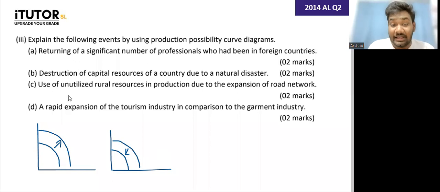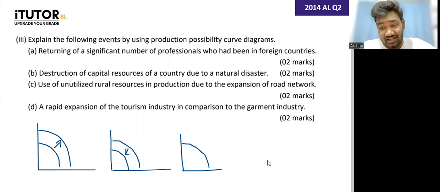Right. Third one: use of unutilized rural resources in production due to the expansion of a road network. So the road network has improved. Let's say highways have now been built. As a result, the rural resources, let's say the labor in the rural areas, have got jobs, right? Maybe some resources in the rural areas are being used. What do you think, guys? What's happening here?